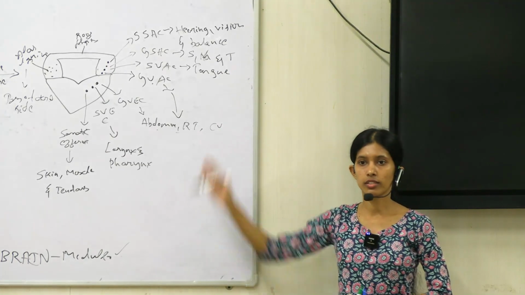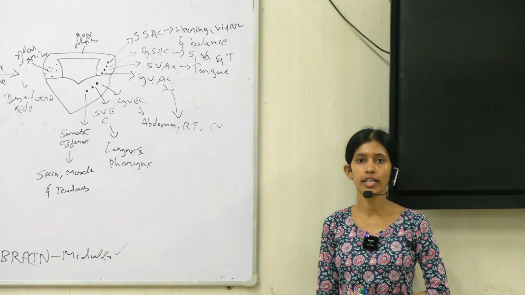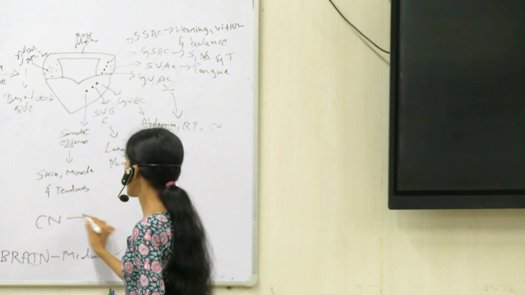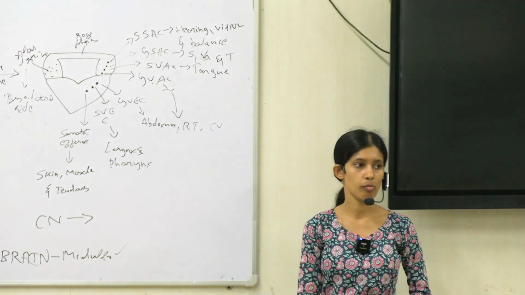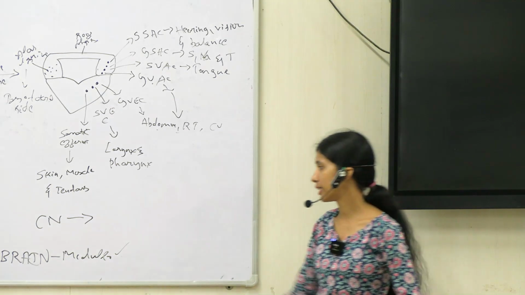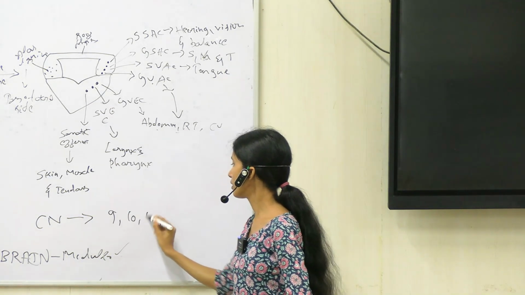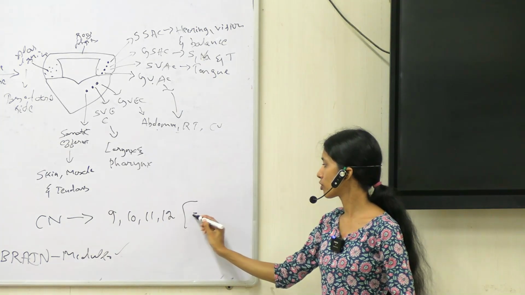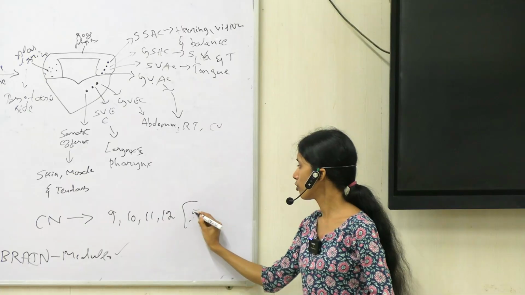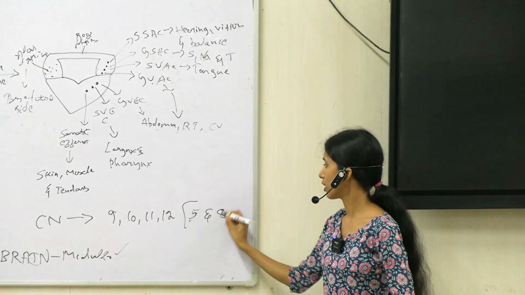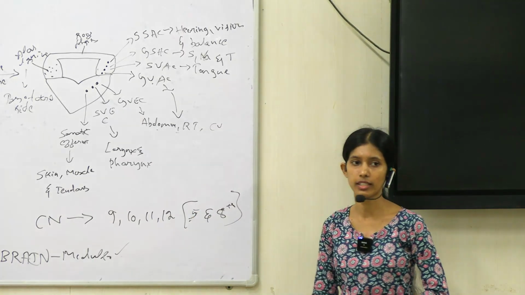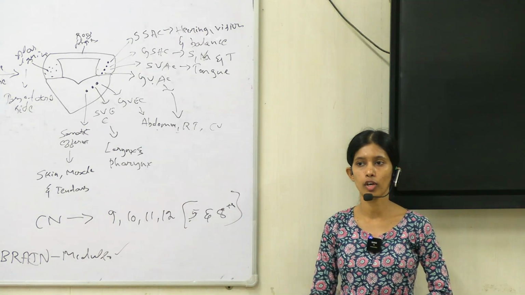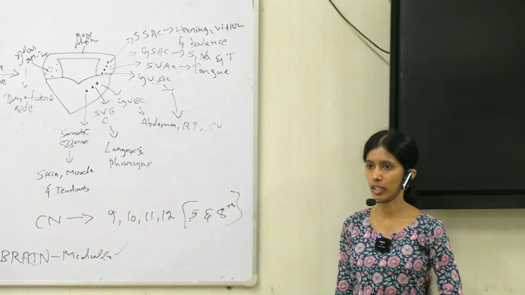Okay, these are the functions of each of your columns. What about the cranial nerves? Which cranial nerves are related here? Mainly the 9th, 10th, 11th and 12th. Along with this, the 5th and 8th cranial nerves are also related in this region. Okay, this is how the development of your medulla oblongata will take place.